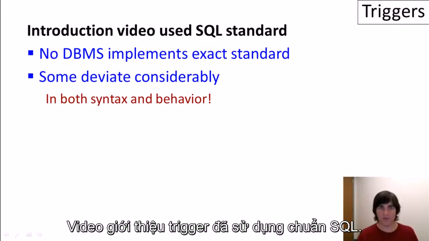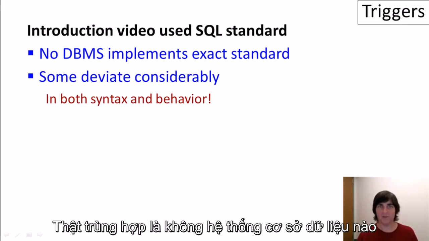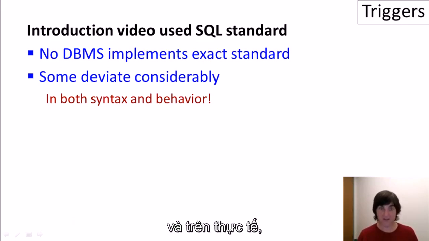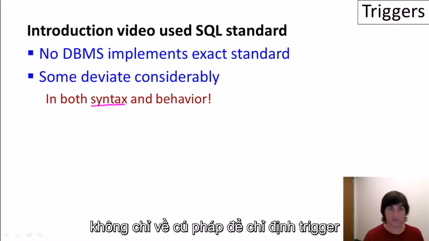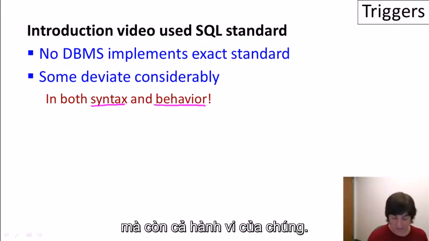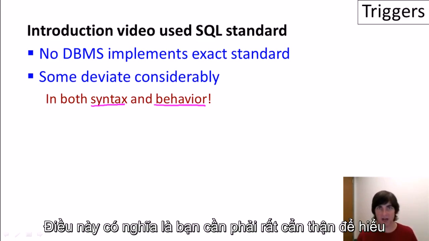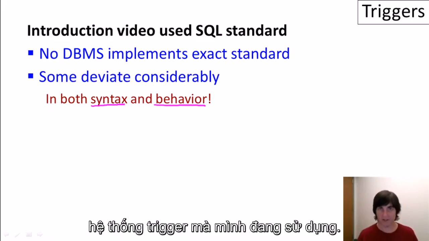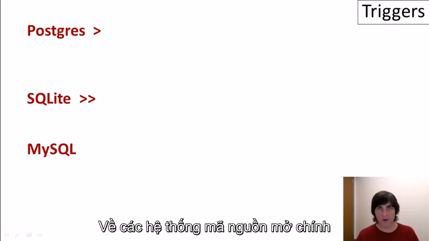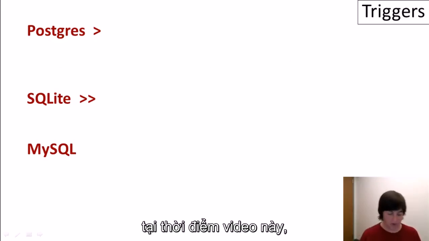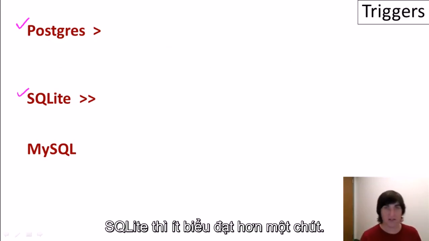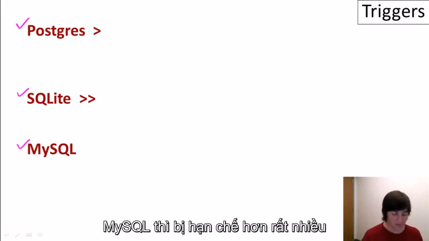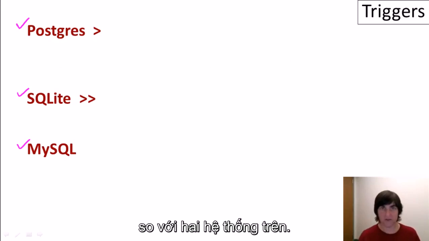The video introducing triggers used the SQL standard. It so happens that no database system implements the exact standard, and in fact some systems deviate considerably from the standard, not only in the syntax for specifying triggers, but also the behavior, meaning one has to be very careful to understand the trigger system that one is using. In terms of the primary open source systems at the time of this video, Postgres has the most expressive trigger system, SQLite is a little bit less expressive, and MySQL is considerably more restrictive than the other two.